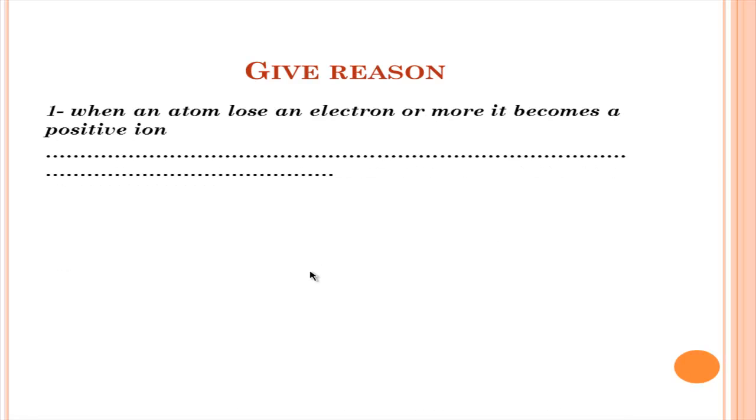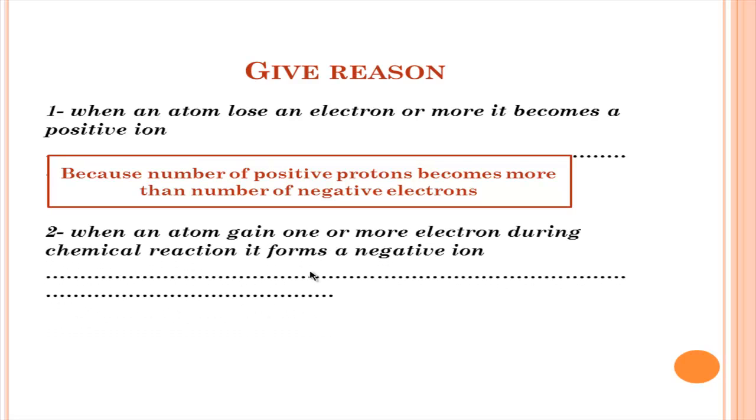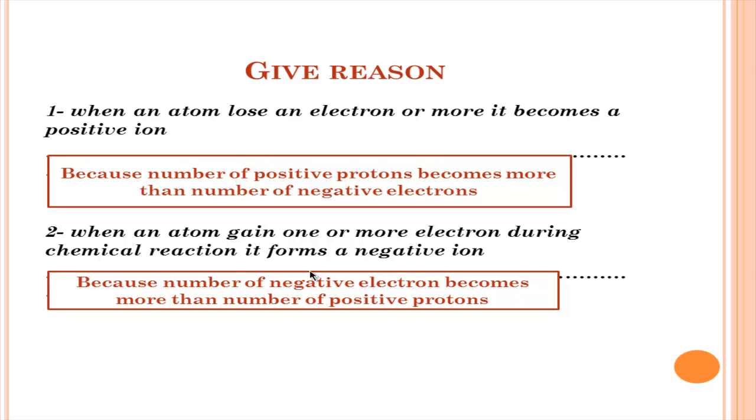Give reason. When an atom loses an electron or more, it becomes a positive ion, because the number of positive protons becomes more than the number of negative electrons. Give reason: when an atom gains one or more electrons during the chemical reaction, it forms a negative ion, because the number of negative electrons becomes more than the number of positive protons.